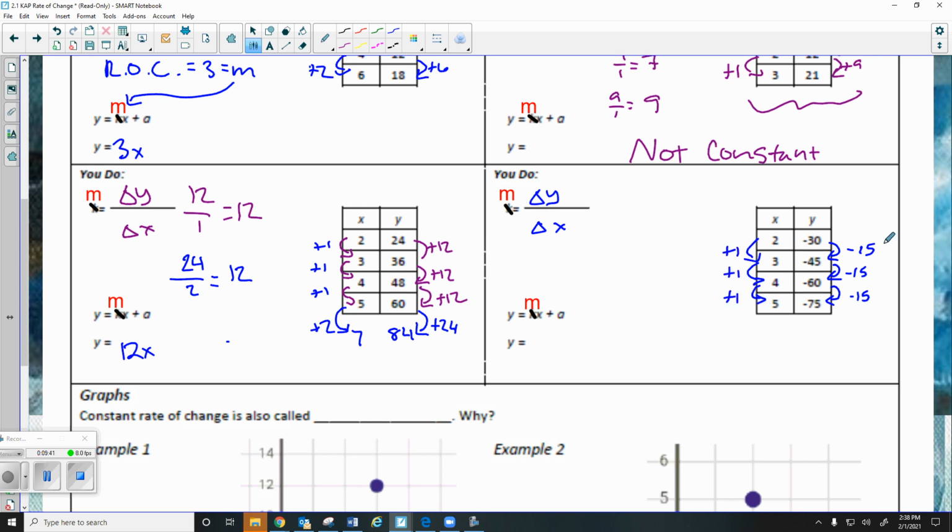So putting that change in y. Make sure if you forget that negative, it's going to be an oopsie. Okay, change in y was minus 15 over 1. That simplifies to negative 15.